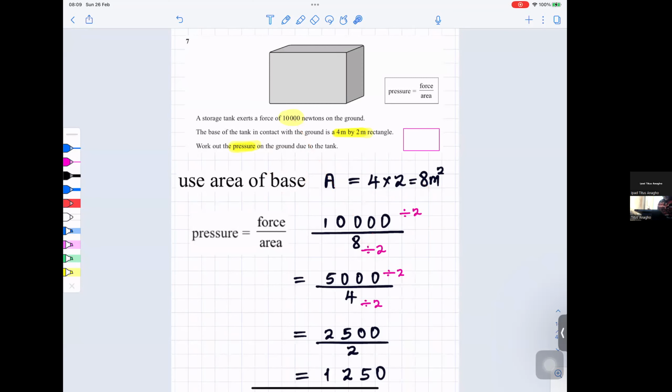10,000 divided by 8. You can start by halving it. Half of 10,000 is 5,000. Half of 8 is 4. Half of 5,000 is 2,500. Half of 4 is 2. And then half of 2,500 is 1,250. It will be newtons per meter squared. That's the units.